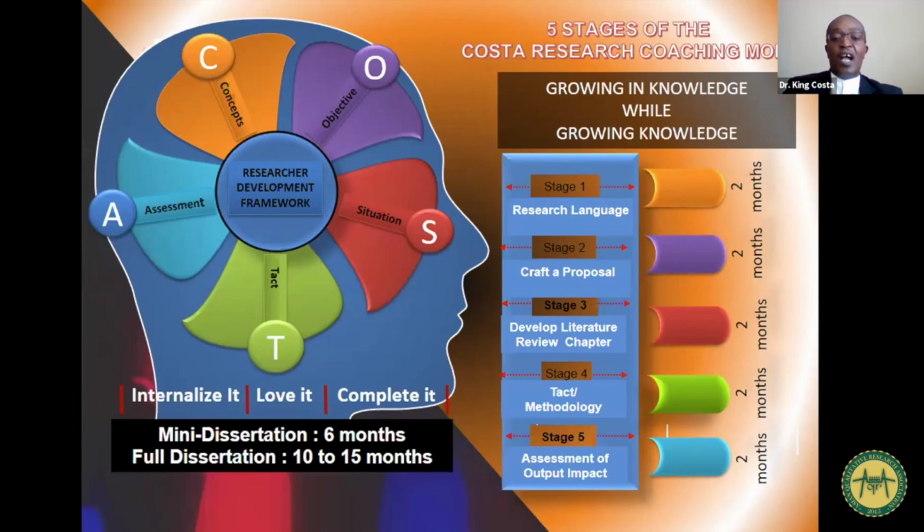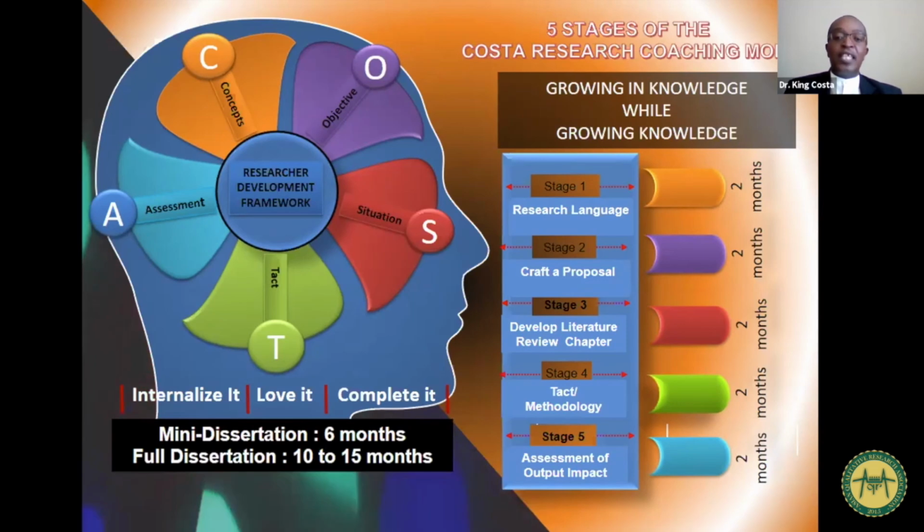So if you look on the slide that I'm presenting, we put it graphically and using the image of the head, because we believe that students need to find a way, or a method, a heuristic approach to internalizing the research processes. And that is why we say internalize, love it, and complete it. We believe that once they're exposed to the language and all the dynamics of research, they get fond of it, they get to love it.